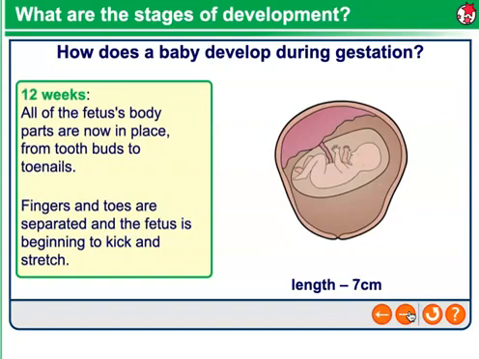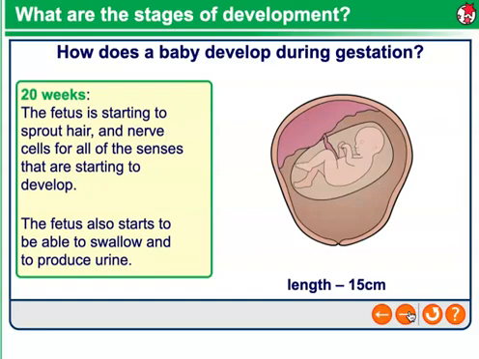At 12 weeks, all of the fetus's body parts are now in place, from tooth buds to toenails. Fingernails and toes are separated, and the fetus is beginning to kick and stretch. At this point, the length is around 7 centimeters.